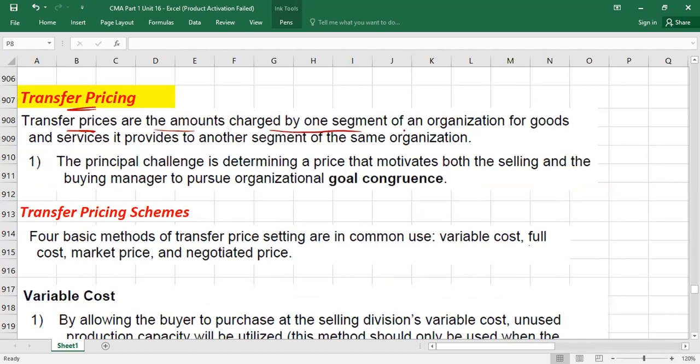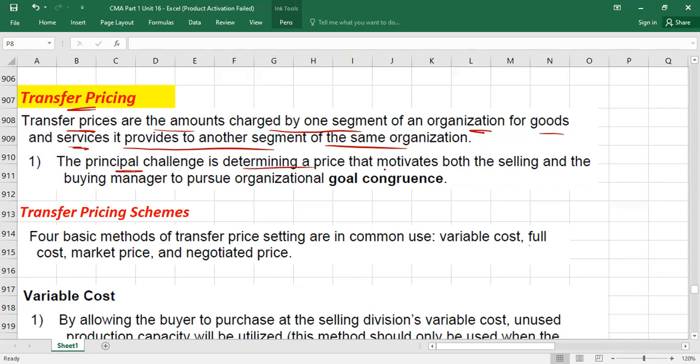charged by one segment or one division of the organization for goods and services it provides to another segment of the same organization. Whatever price is charged by the selling division to the buying division, and obviously both divisions are within one company. So the price at which goods will be transferred within the organization from one division to another division, that price is called transfer price.